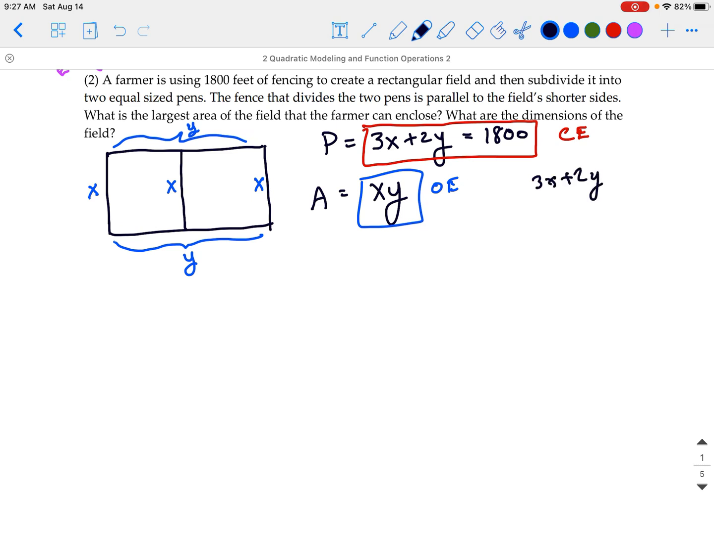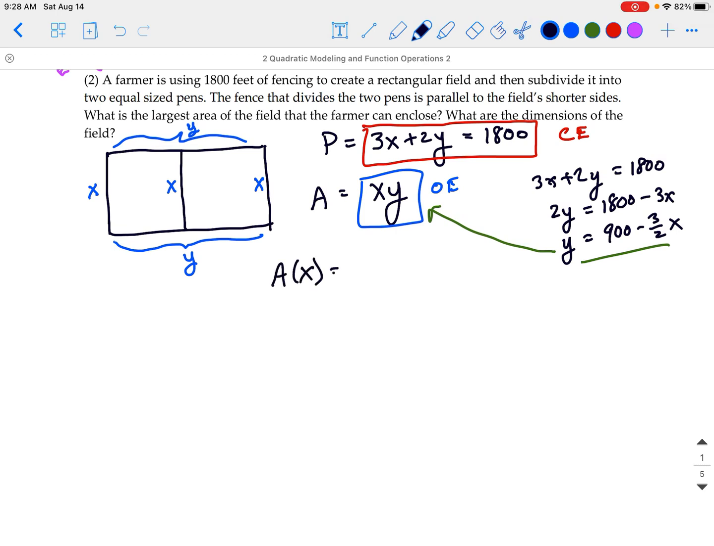And then we can again manipulate our constraint to solve for one of the variables. And I would just typically recommend solving for y. That way you're dealing with an equation with x. So we can subtract 3x, divide by 2. And there is our new constraint value for y, which we can then substitute in. So then A is going to become A of x, which is going to be x times 900 minus 3 halves x. So A of x equals 900x minus 3 halves x squared.